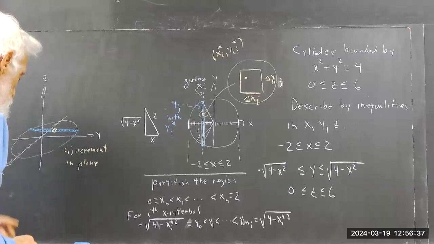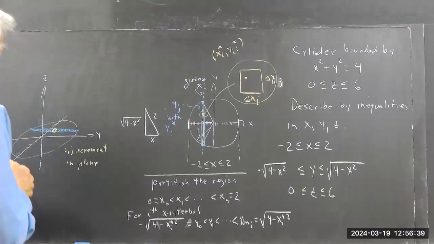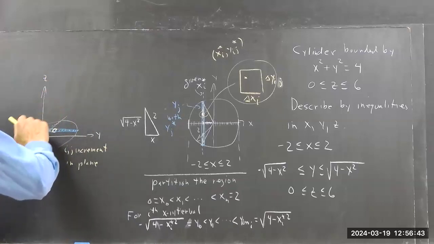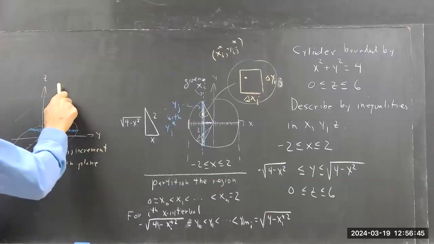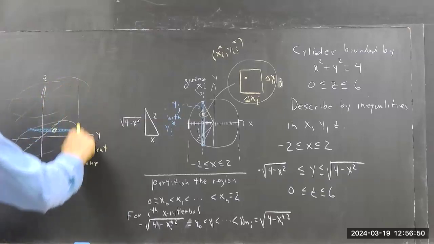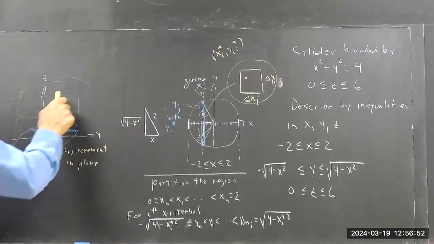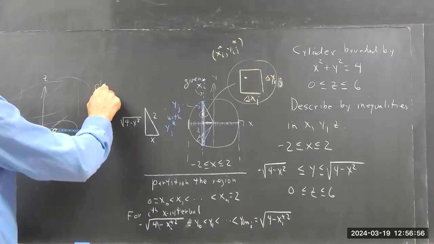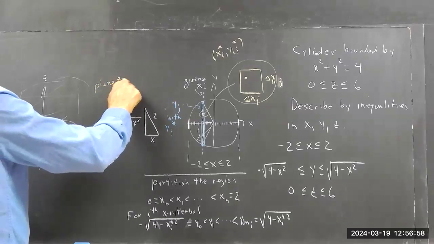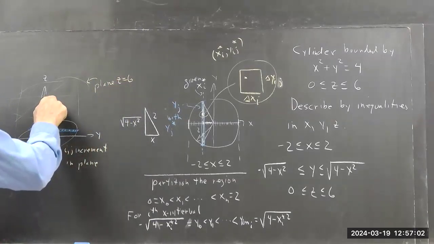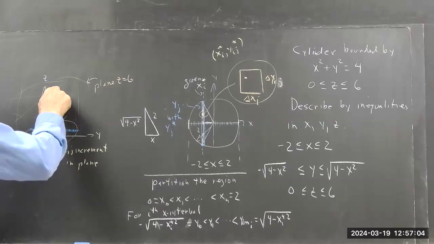In the plane. But of course, this goes all the way up to z equals 6. Now we can just kind of do this, and we can sketch our circle up here. So we've got our cylinder, and now we've got the plane z equals 6. And we have these increments stacking all the way up.